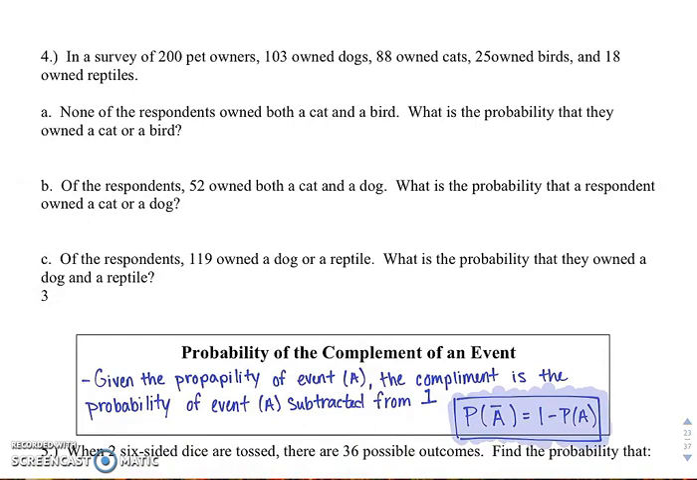It says in a survey of 200 pet owners, so 200 total people surveyed, people that own pets. 103 owned dogs, 88 owned cats, 25 owned birds, and 18 owned reptiles. So it has 3 parts, A, B, and C. It says none of the respondents for A owned a cat and a bird. So there's no overlap with cat and bird owners. So what is the probability that they owned a cat or a bird?